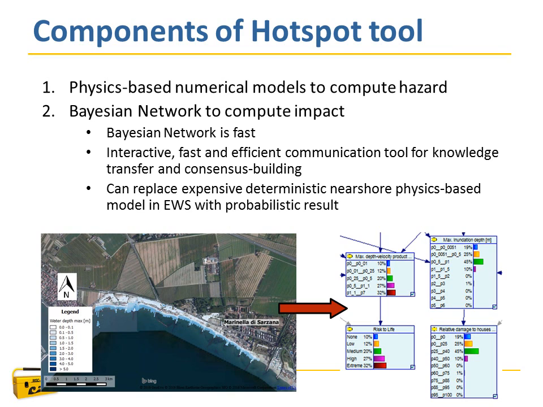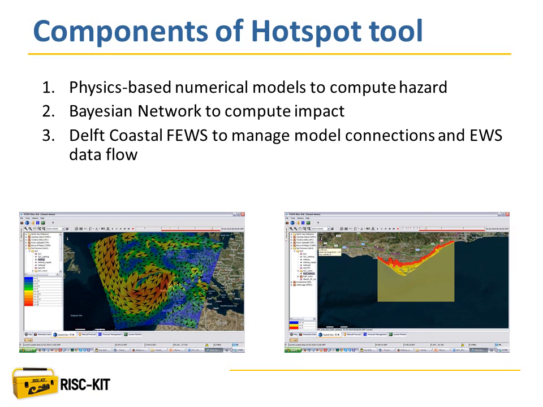Another advantage of the Bayesian network is that it is fast to run compared to running a numerical model to compute the local hazards. So this means that the Bayesian network can be incorporated into an early warning system relatively easily. Another advantage is that the Bayesian network provides a probabilistic result of the impact rather than a single deterministic result that you would get if you ran a process-based numerical model to compute the hazards and impacts.